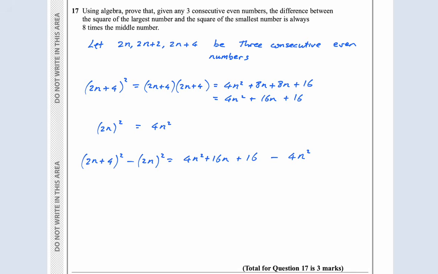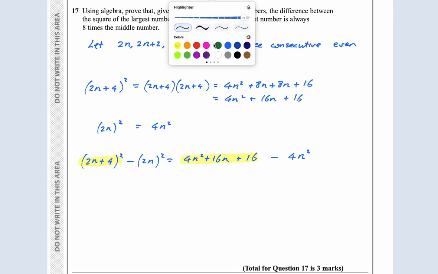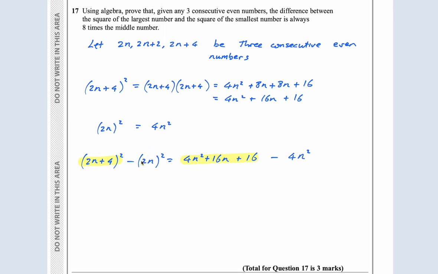That is because this 2n plus 4 squared is this, we just got it, and this is this. We just got it. And the difference is the minus this. Then, nicely, the 4n's cancel. This minus this disappears, and we're left with 16n plus 16.